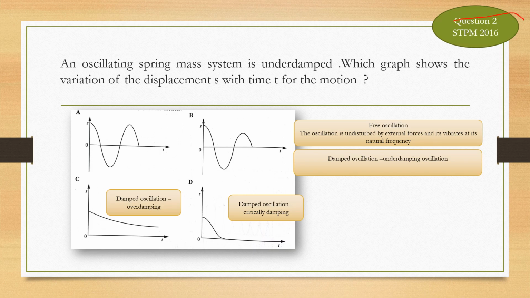Okay, now let's go on to the next question. STPM 2016. An oscillating spring mass, oscillating means it goes to and fro, is under damped. Which graph shows the variation of the displacement with time for the motion? Displacement with time. So let's look at the choices of answer, starting with A.